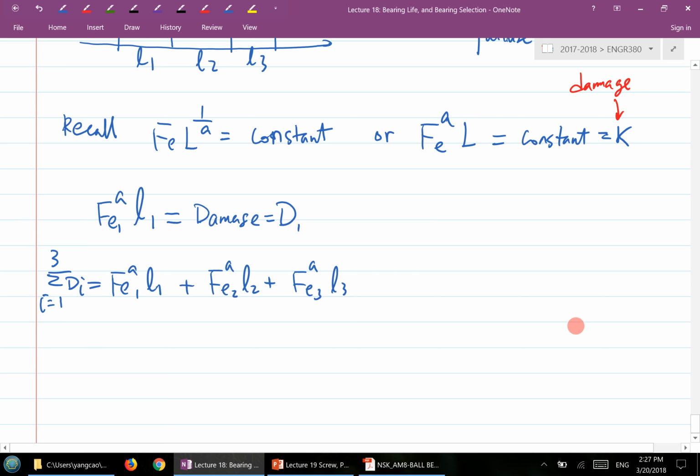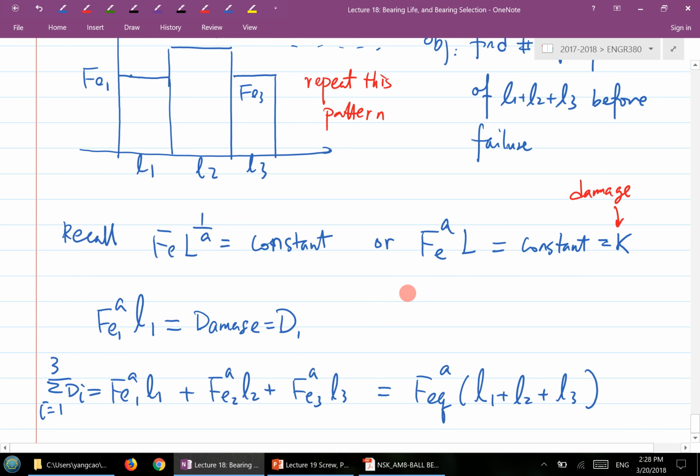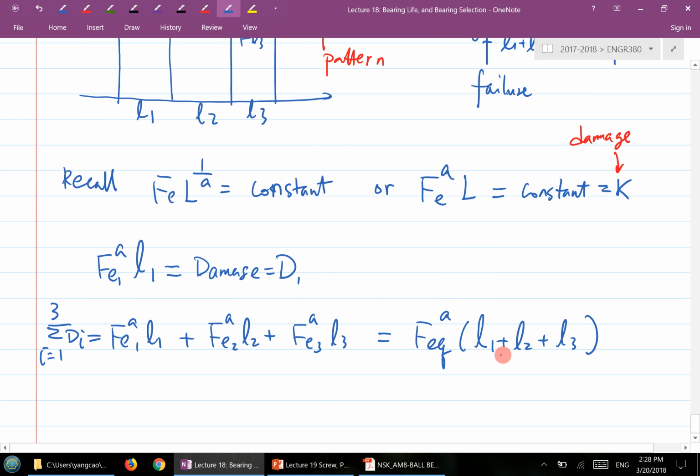I want to rephrase this slightly differently. What I want to do is find an equivalent force which will do the same damage to the bearing when you subject the bearing to this FEQ for the duration of L1 plus L2 plus L3. This situation has three different piecewise forces, but I want to find an equivalent force under L1 plus L2 plus L3 cycles that does the same damage. That's why I use the equal sign. Both sides will have the same damage.